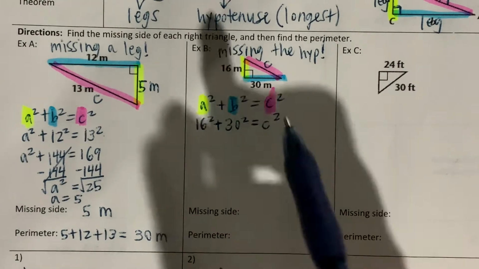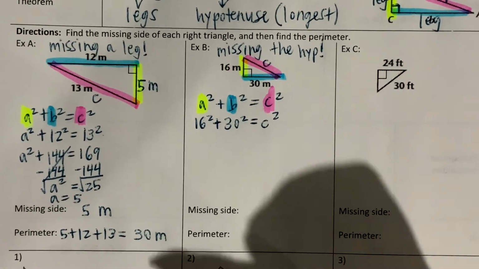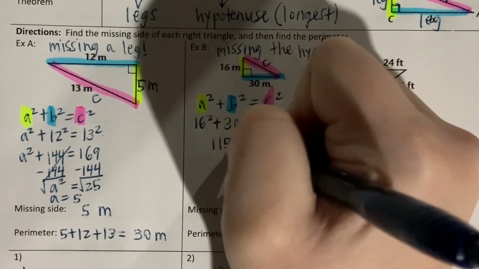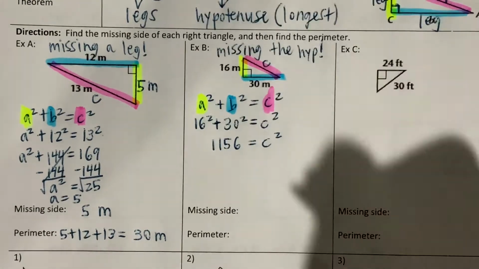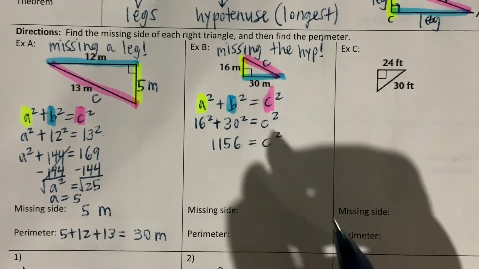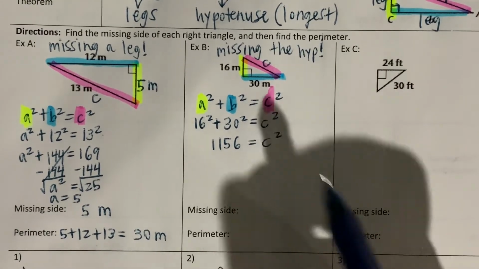And so now what I can do in my calculator, I can do 16 squared plus 30 squared and see what I get. I'll get 1,156 equal to c squared. I want to undo c raised to the second power because I don't want c squared or the hypotenuse squared. I just want the hypotenuse.